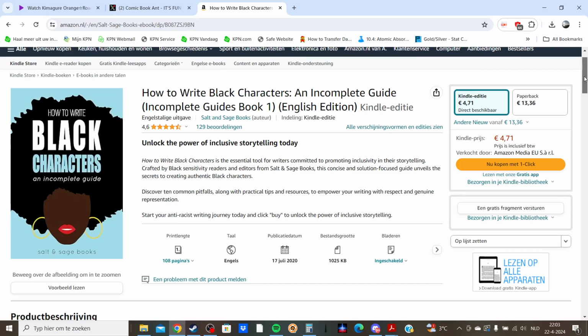Why should anyone use an incomplete guide to create black characters? And why should we? I wonder what those 10 pitfalls are. But respect and genuine representation.